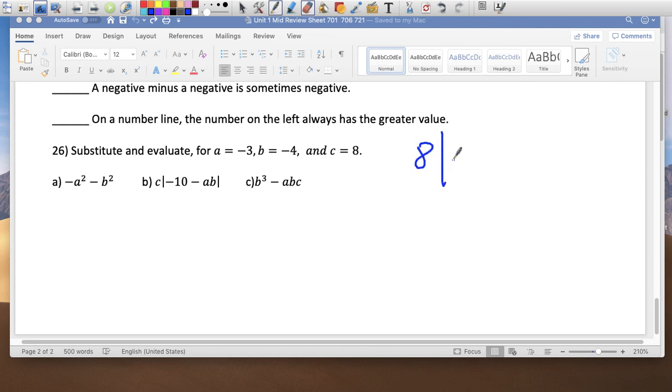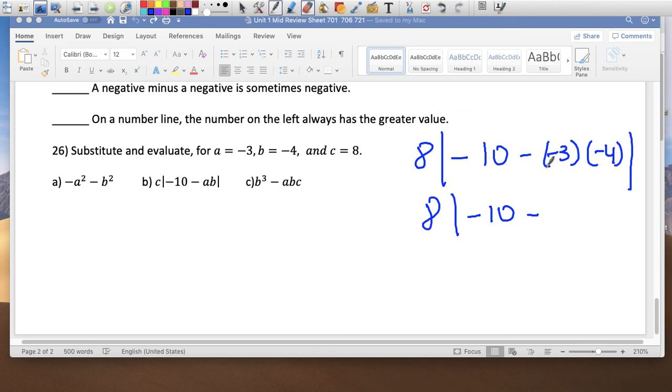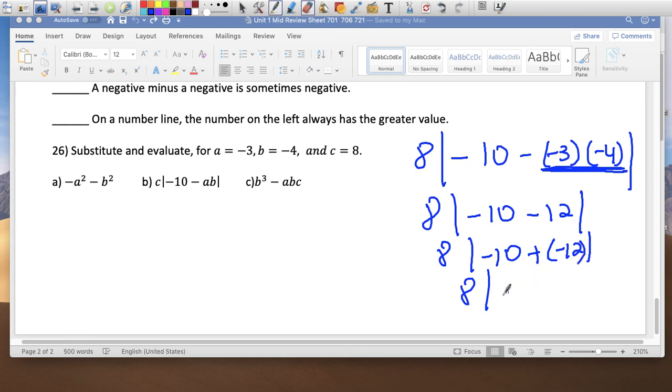So C is 8, absolute value of negative 10 minus A, which is negative 3, times B, which is negative 4. That's what it says, absolute value. 8 times the absolute value of negative 10 minus, and let's take care of these two first. Negative 3 times negative 4 is positive 12. And this becomes negative 10 plus the additive inverse of 12, which is negative 12. Negative 10 plus negative 12 is negative 22. Now I can take the absolute value, and the absolute value of negative 22 is 22. And that gives us 8 times 22, which is 176, positive. Okay.